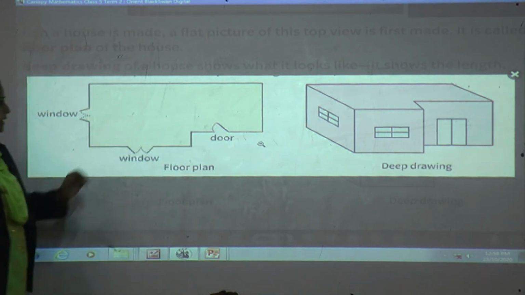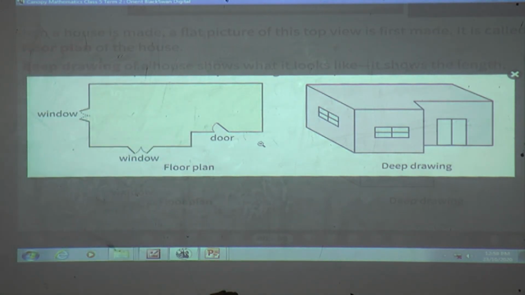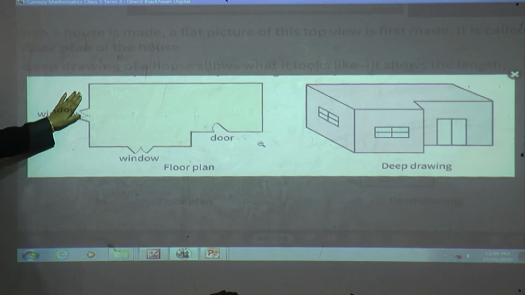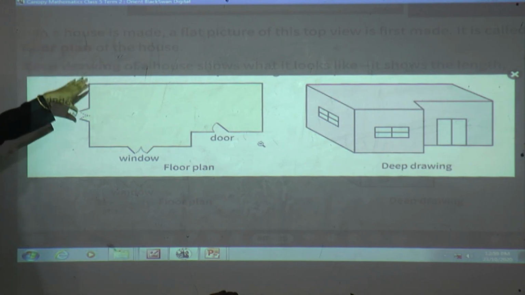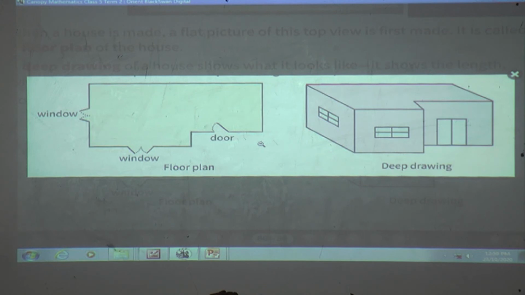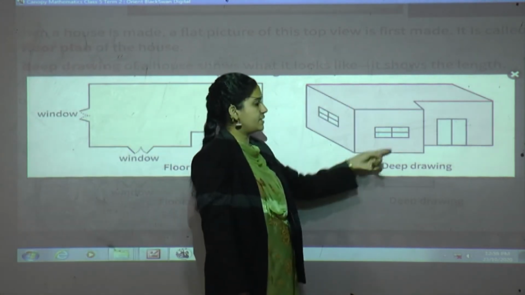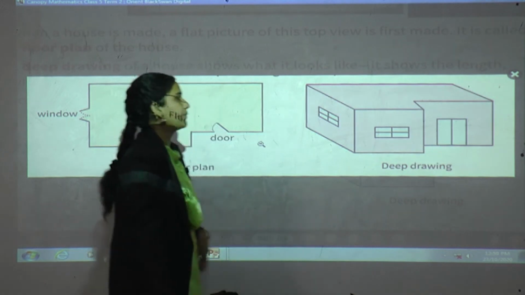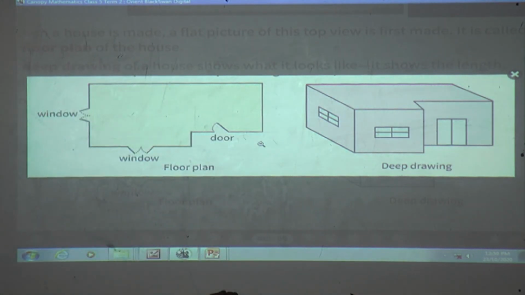Okay, floor plan. What is meant by floor plan? When a house is made, a flat picture of this top view is first made. So this one is a flat picture and we can see it from the top. So it looks like a top view. Okay, and deep drawing. Deep drawing means the figure will show us length, width and height also. So this is a deep drawing. Now we will see the next point.